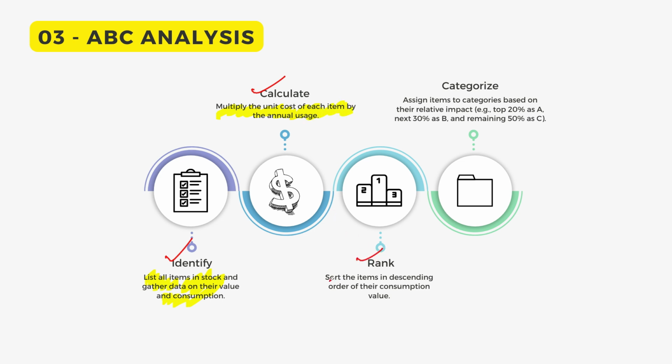Thirdly, rank these items by sorting them in descending order of their consumption value. And finally, categorize them into A, B, and C. Assign items to categories based on their relative impact. For example, top 20% as A, next 30% as B, and remaining 50% as C.